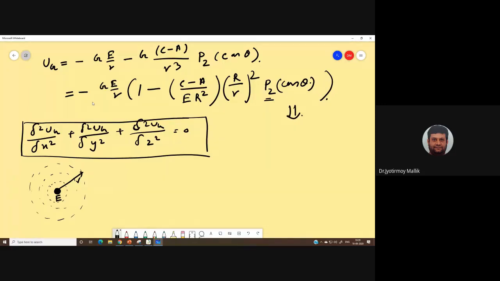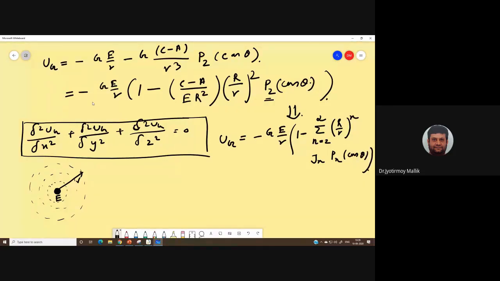So I have to write UG in a more general term. If I do that, UG is equal to minus G E by R, times 1 minus the sum from n equals 2 to infinity of capital R by small r to the power n, Jn, Pn, cos theta.